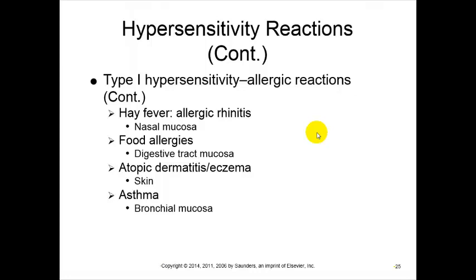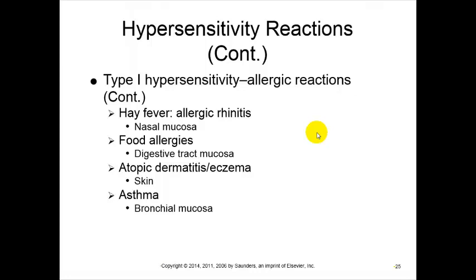So hay fever, its actual name is allergic rhinitis. It's where the nasal mucosa is inflamed due to those mast cells producing that histamine, because we are attacking that pollen that we breathed in. We also see it with food allergies in the digestive tract mucosa, where those mast cells are producing that histamine and it's getting irritated and inflamed. We see atopic dermatitis and eczema. Those are both allergic reactions that we see in our skin. And asthma is where it happens in our bronchial mucosa.